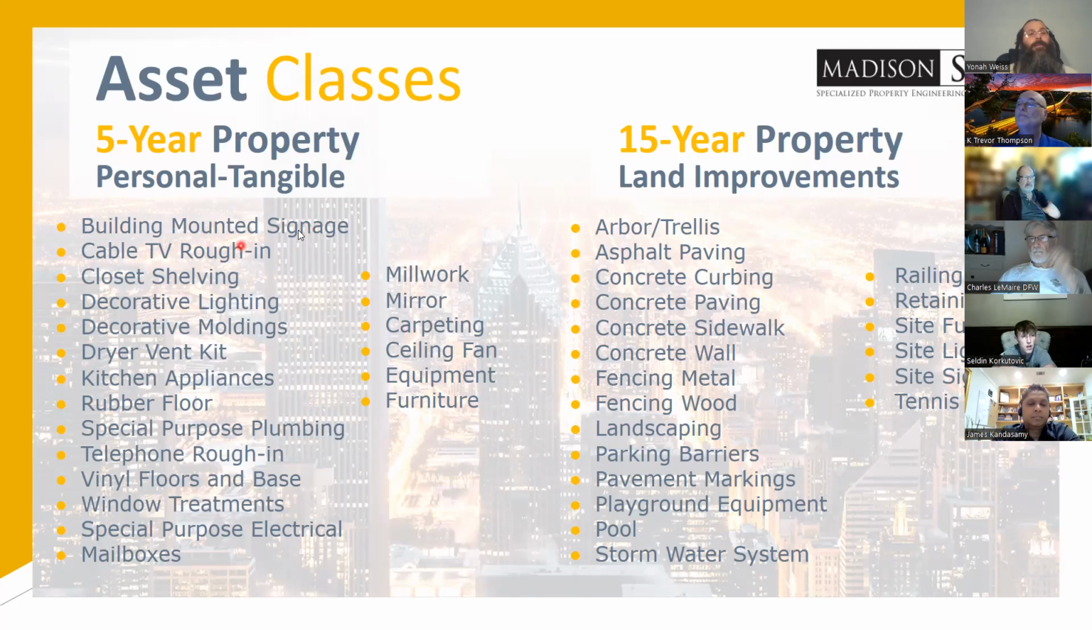You would never think about building mounted signage, but these are actually categories and terms from the tax code. But things like equipment and furniture and appliances, we all understand those things are movable, tangible. But things like moldings or millwork, or carpeting or vinyl flooring, all of that actually depreciates on a 5-year schedule as well.